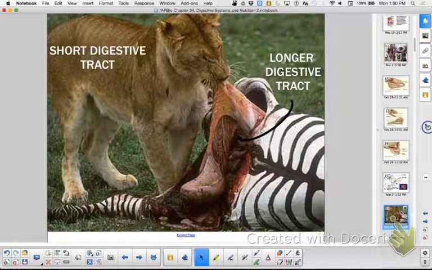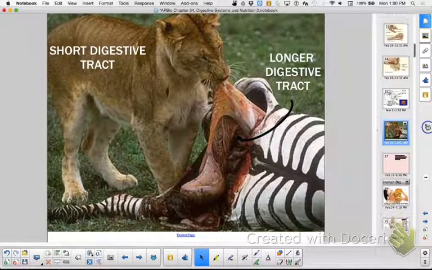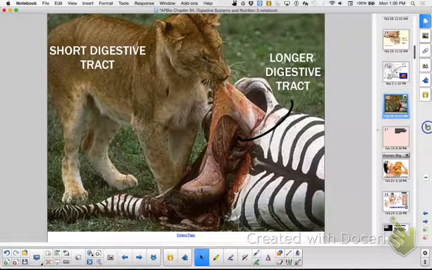And then to assist in the breakdown of that plant material, bacteria can be housed in many vertebrates as well as termites. They house large populations of symbiotic bacteria and protists who can help enzymatically break down that cellulose.